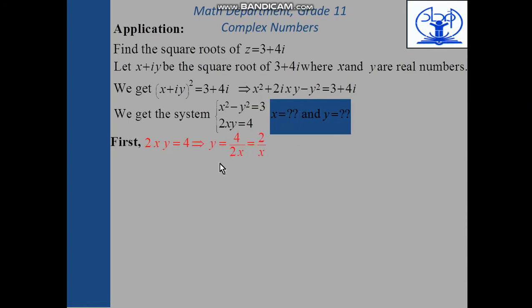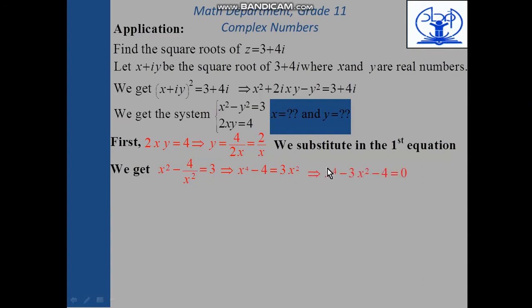First, 2xy equal 4, so y is equal to 4 over 2x, which is equal to 2 over x. We substitute that in the first equation. So we get x squared minus, replace y by 2 over x, squared, so 4 over x squared equals 3. Making same denominator and cross product, we get x to the 4 minus 4 equals 3x squared. Take all on the first member: x power 4 minus 3x squared minus 4 equal to 0. By factorizing this equation, we get (x squared plus 1)(x squared minus 4) equal to 0.